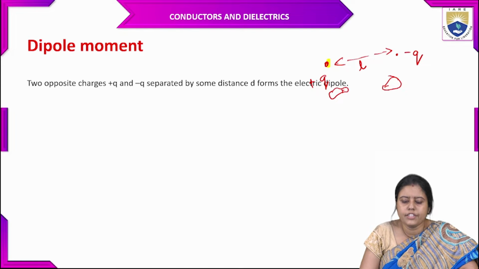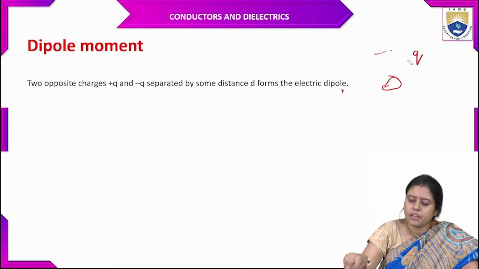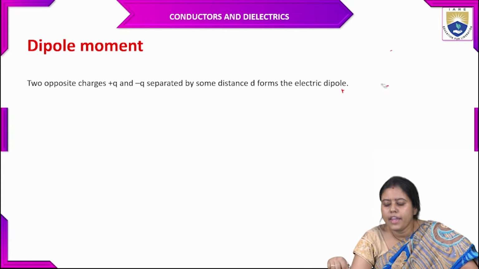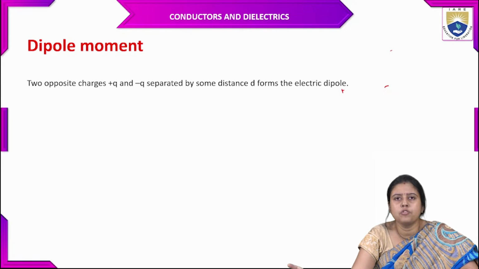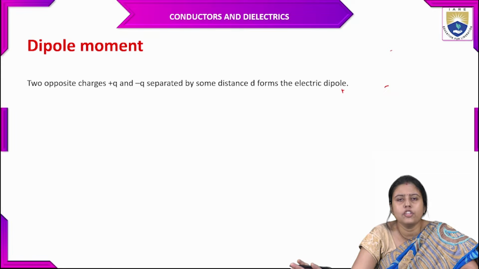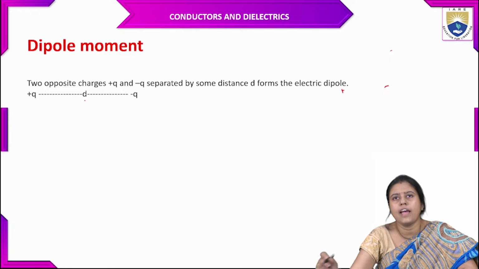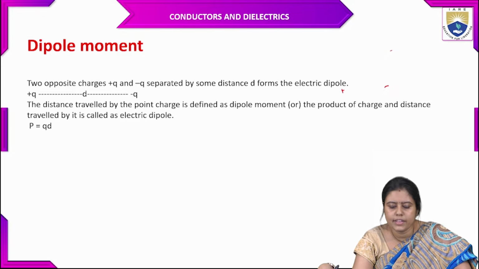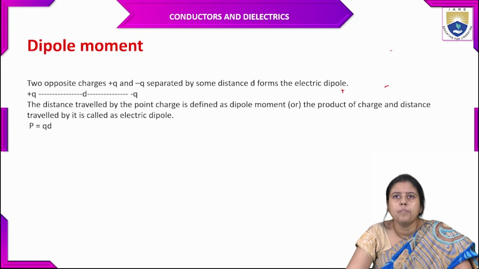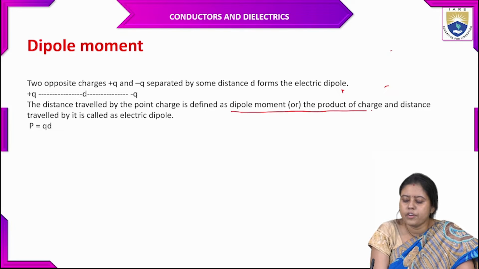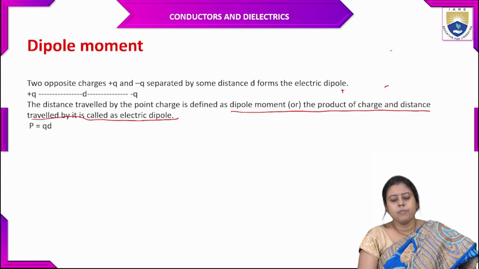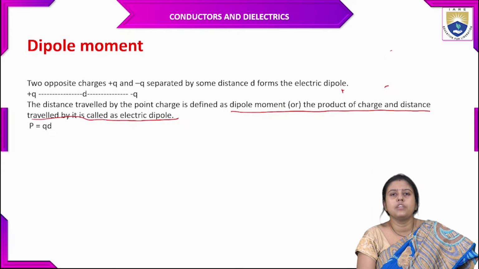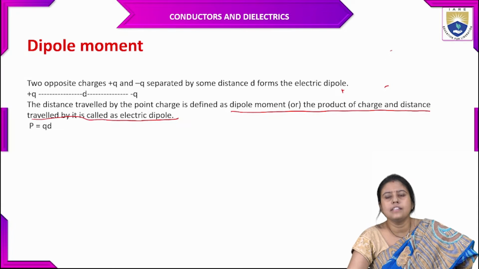If we go for the definition, two opposite charges plus q and minus q, if they are separated by some distance d, form an electric dipole. Plus q and minus q means both charges are of equal magnitude but opposite in direction. You can see this is the plus q charge and minus q charge, and there is some distance d between them. The product of charge with the distance is called the dipole moment. Dipole moment P is equal to Q into d, the magnitude of the charge and the distance between them.